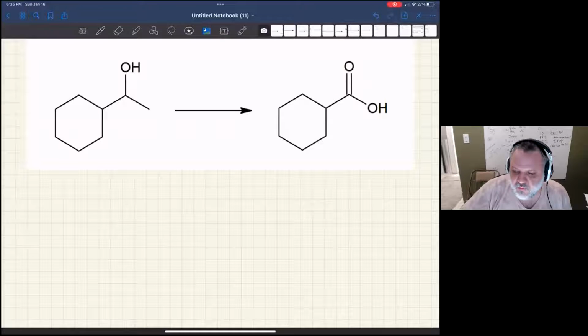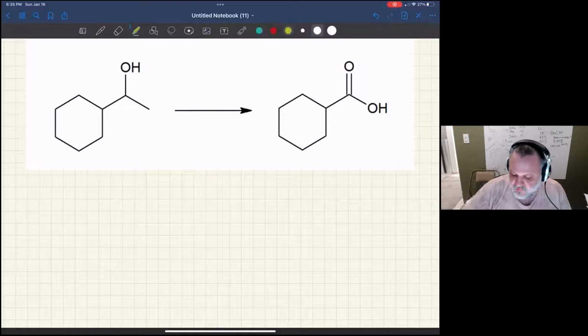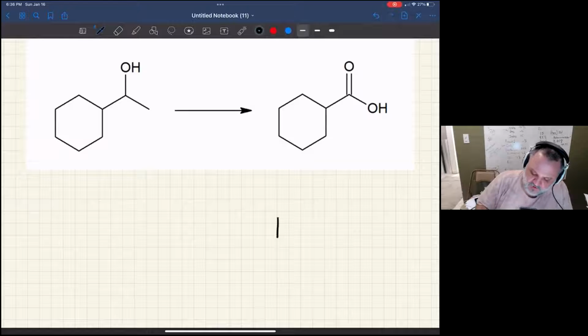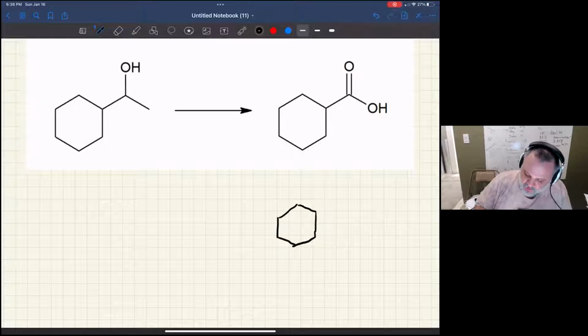When we think about this one, we're going to think about it in terms of this functional group. Again, there's always going to be some clues in synthesis to help us sort out what to do. And with this one, it's pretty straightforward because we only know one way to get a carboxylic acid at this point in the game.